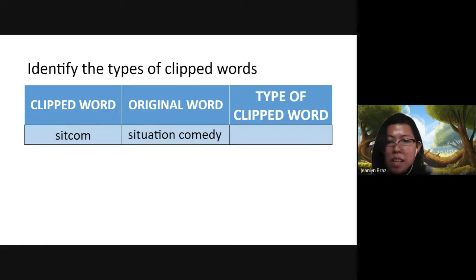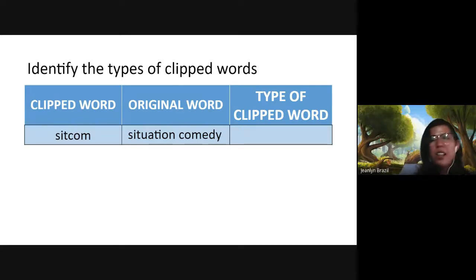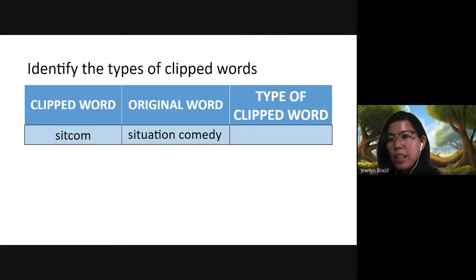Sino pa? Dean, are you okay, Dean? Si Hilary tapos na rin. Si Dean, nagtatry ba mag-answer si Dean? Si Josea? Okay. Anyway, recorded naman ito. You can still listen.